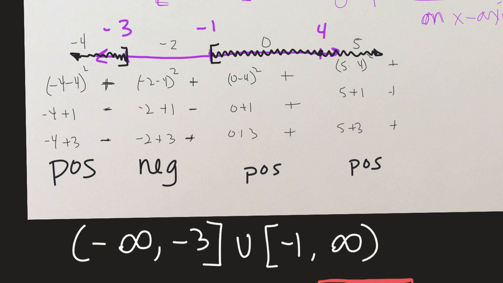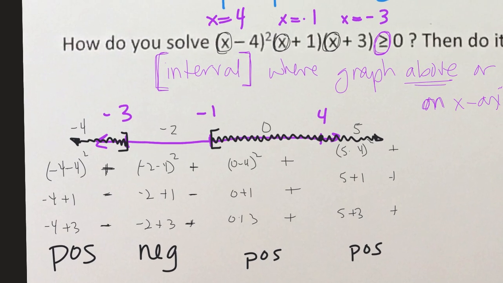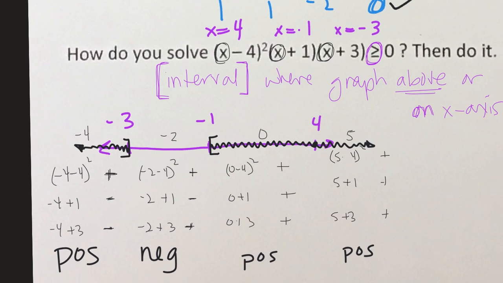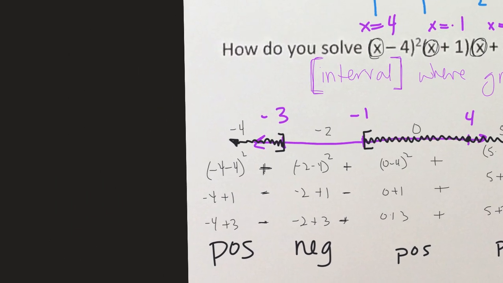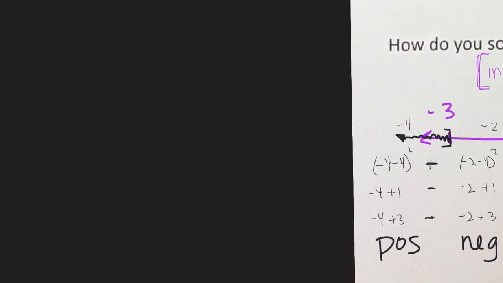Now if it were greater than, yes, you would have to use parentheses because at 4 it's 0. So 0 would not be included if it said strictly greater than, but this one says greater than or equal to. Okay, so that's kind of the long way of doing it. So let's think about the shorter way, right? It doesn't say to use a number line analysis, so let's do what we know about graphs.